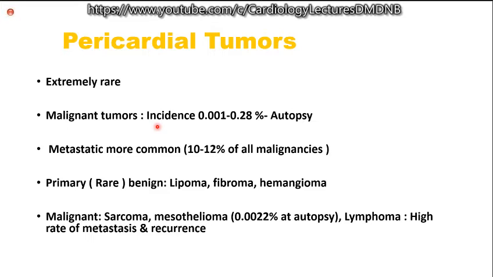Metastatic tumors are mostly malignant, and they can metastasize to different parts of the body. Primary pericardial tumors are mostly benign, such as lipomas, fibromas, or hemangiomas, and if they are causing hemodynamic disturbance, they can be surgically removed. Malignant tumors are sarcoma, which is the commonest, mesothelioma, and lymphoma, with very high risk of metastasis.